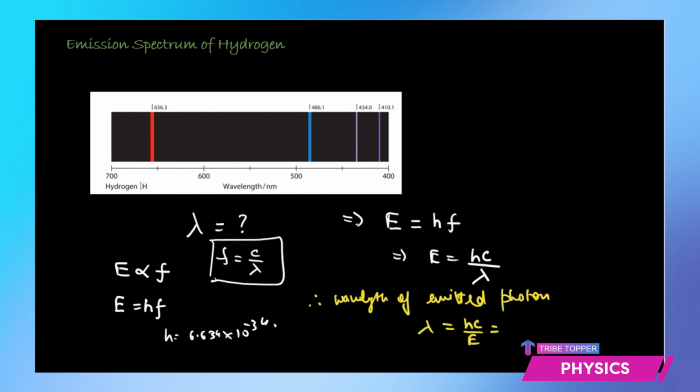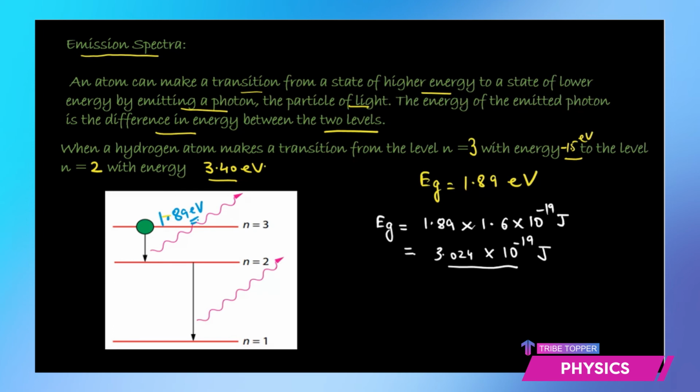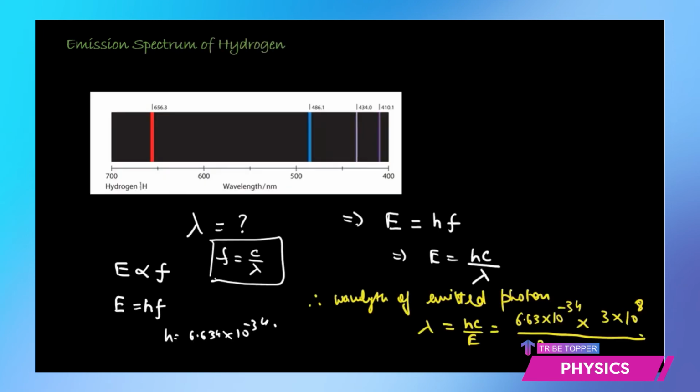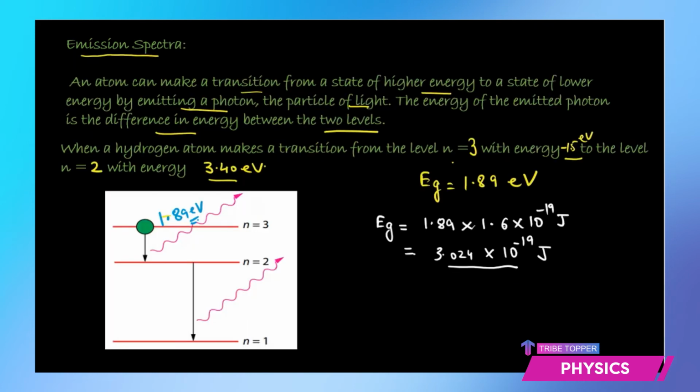Now substitute the values. h is 6.634 into 10 raised to the power minus 34, into c, the velocity of light, which is 3 into 10 to the power 8, upon the energy, which we just found out is 3.024 into 10 raised to the power minus 19. Solving this, we get a wavelength of 6.58 into 10 to the power minus 7 meters. So this particular wavelength will be emitted when an electron jumps from the level n is equal to 3 to the level n is equal to 2 in case of a hydrogen atom.